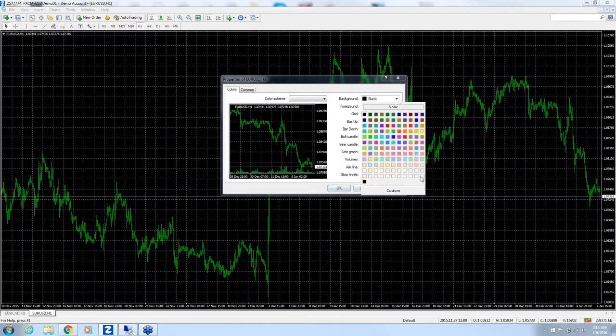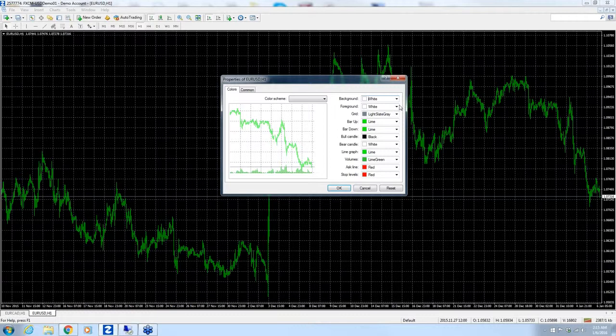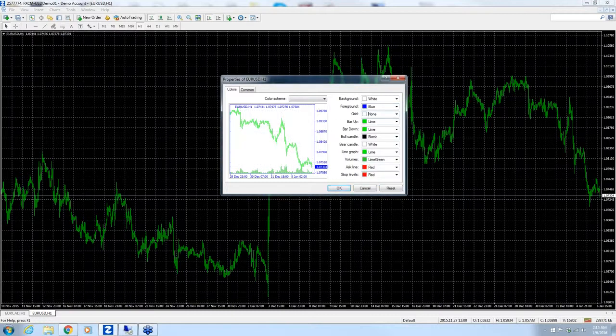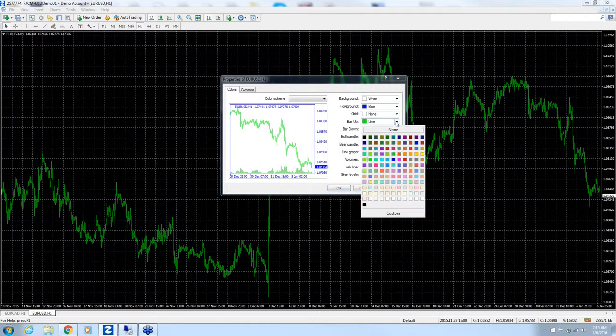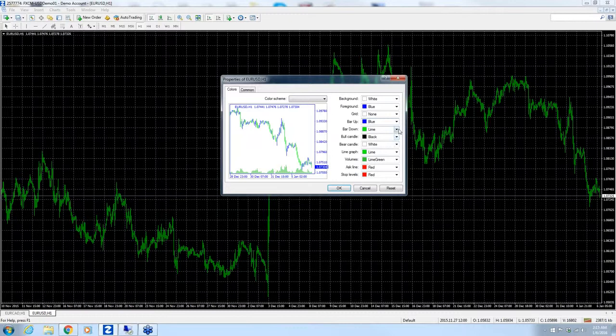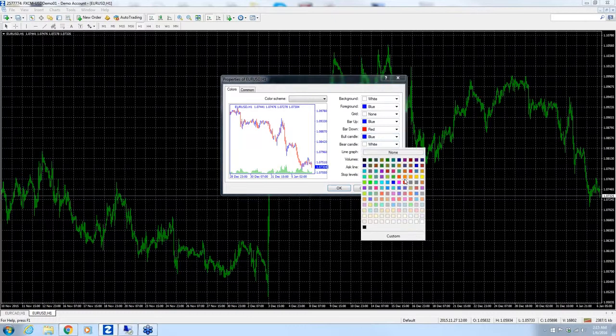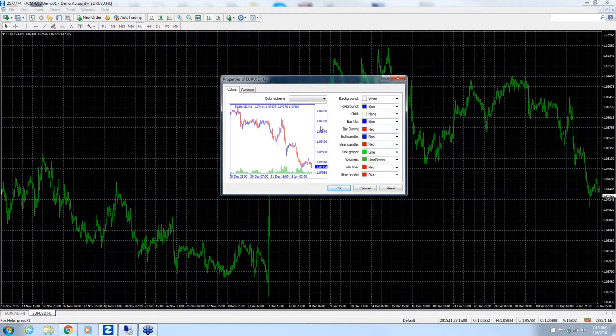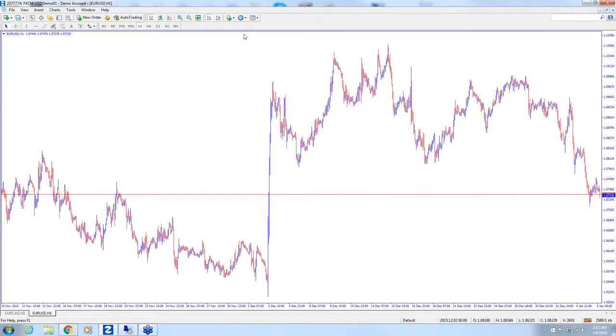Background, I like to do white. You can do any color you want. Foreground, I like to do blue. Grid, it doesn't matter. We can do none. Bar up is blue. Bar down is red. Bull candle is blue. Bear candle is red. I don't need anything else at that point, guys. I really don't. You have a basic chart here.